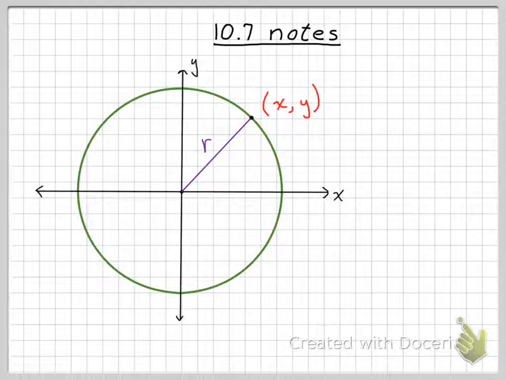So we have a point on the circle called xy, and I would like to ask you the question, how long is this red line segment? What is the distance from here to here?